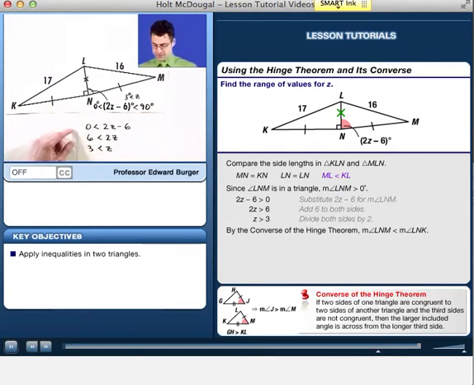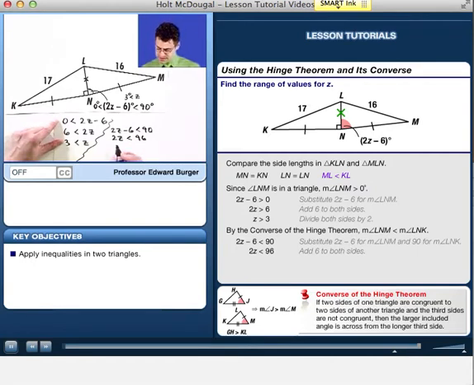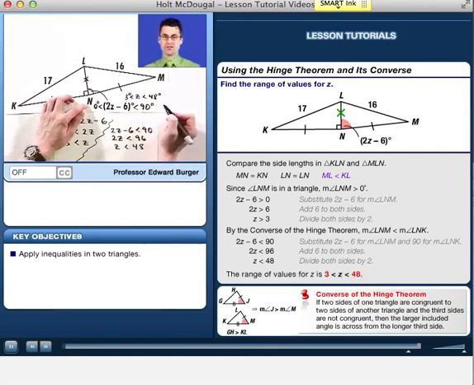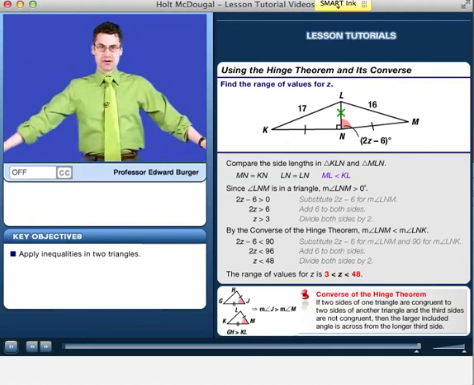And so now I can give an upper bound for z. What I'd see is that 2z minus 6 has to be less than 90. If I add 6 to both sides, I see that 2z has to be less than 96. Dividing both sides by 2, I see that z has to be less than 48. And so therefore, I have a range for z. It's between 3 degrees and 48 degrees. I'm not allowed to equal either of those, but anything in between 3 and 48 is fair game for z in order to make this picture actually make sense and be correct. The hinge theorem.